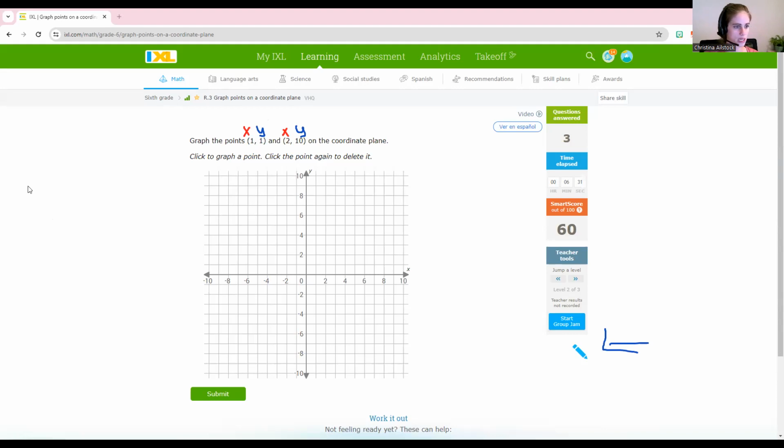All right, for our first point here, 1, 1. Start at the origin, go right 1 on the x, 1 on the x. Now for our second point, it's +2, so right 2, and then +10, up 10. We have both of our points. We're able to hit submit.